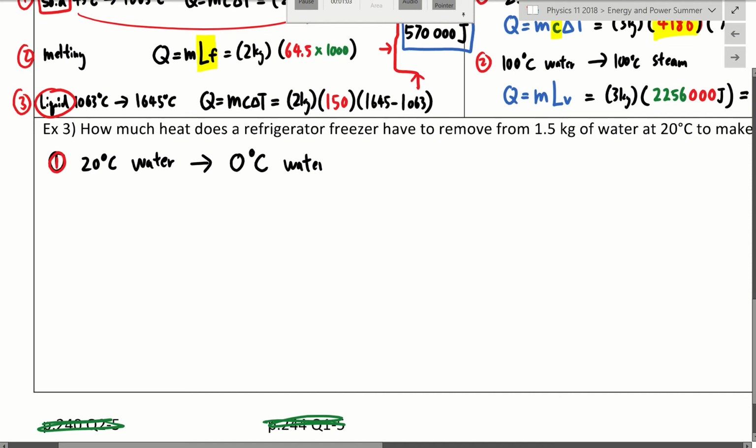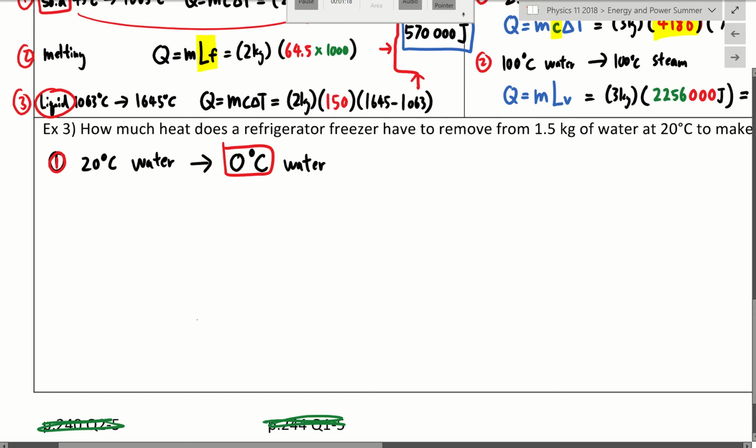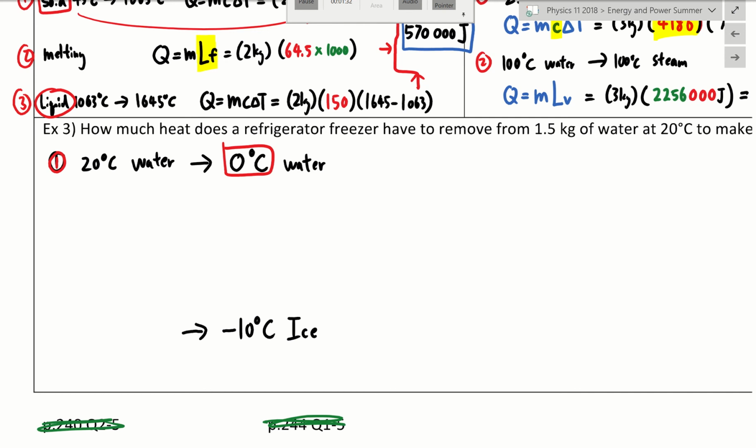Now, why 0 degrees Celsius? Because that is the freezing point. So this temperature has a specific meaning, right? It's a freezing point. So you cannot go from 20 degrees Celsius water to negative 10 degrees Celsius ice without going through that point first. Yes, at the end you are trying to go to negative 10 degrees Celsius ice, but you cannot get there directly. It has to be from water to the freezing point first, and freezing point and melting point are the same thing, right?